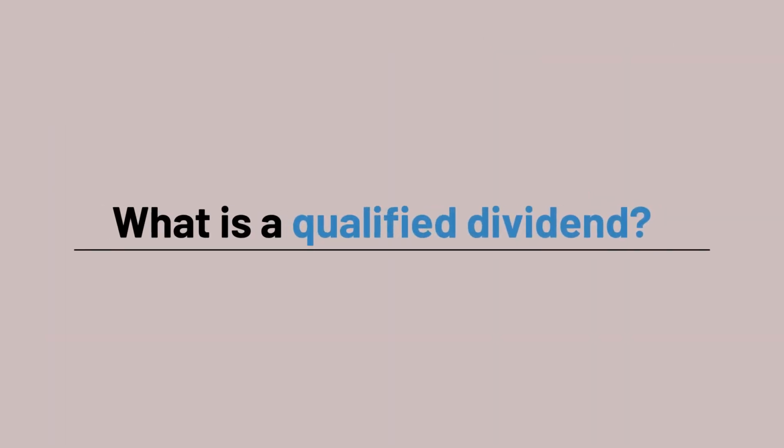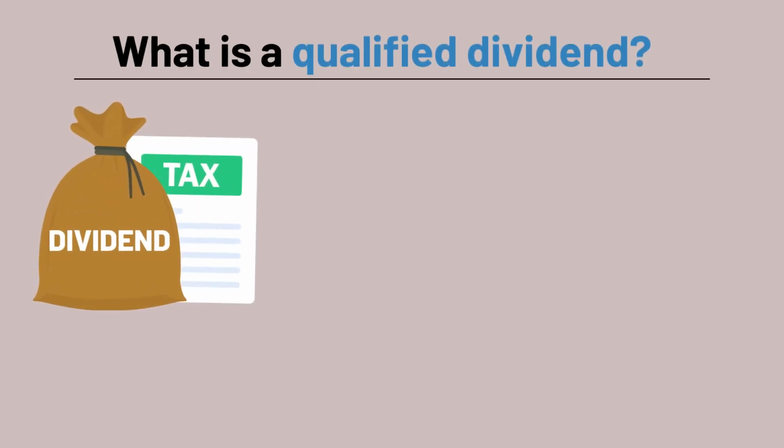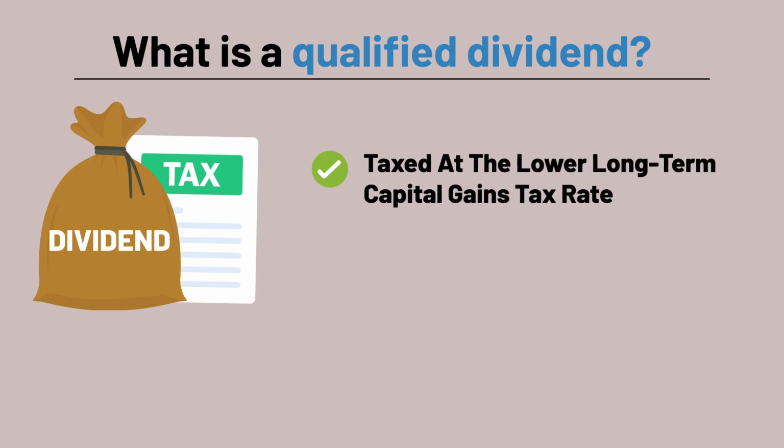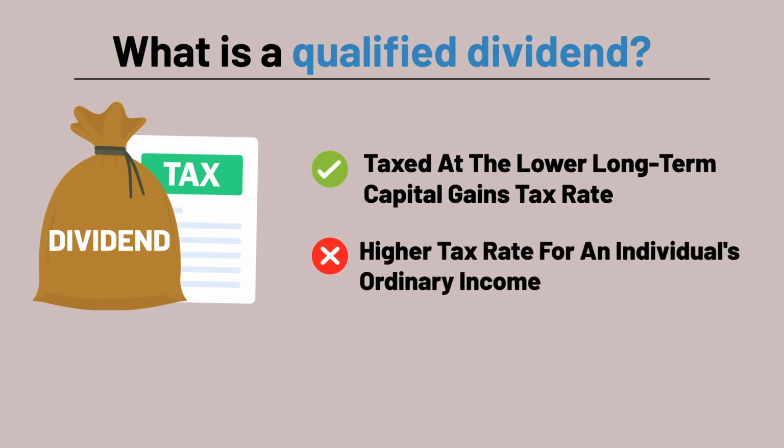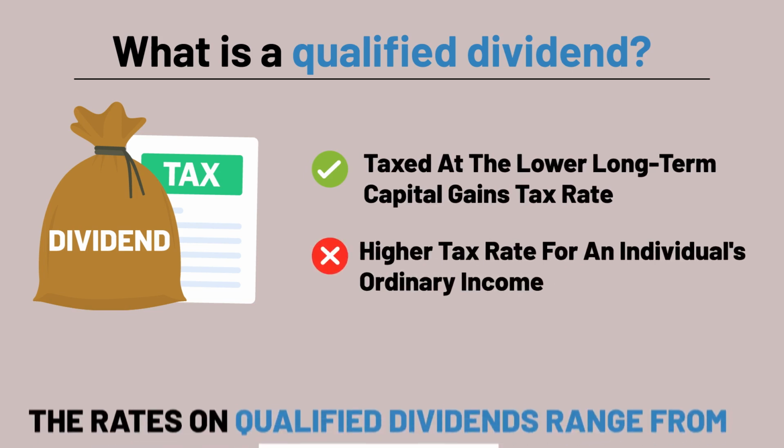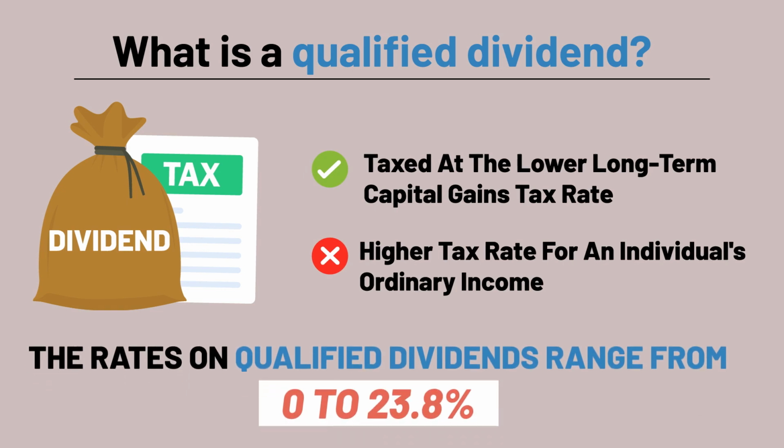What is a qualified dividend? Qualified dividends are ordinary dividends that meet specific criteria to be taxed at the lower long-term capital gains tax rather than at a higher tax rate for an individual's ordinary income. The rates on qualified dividends range from 0 to 23.8%.